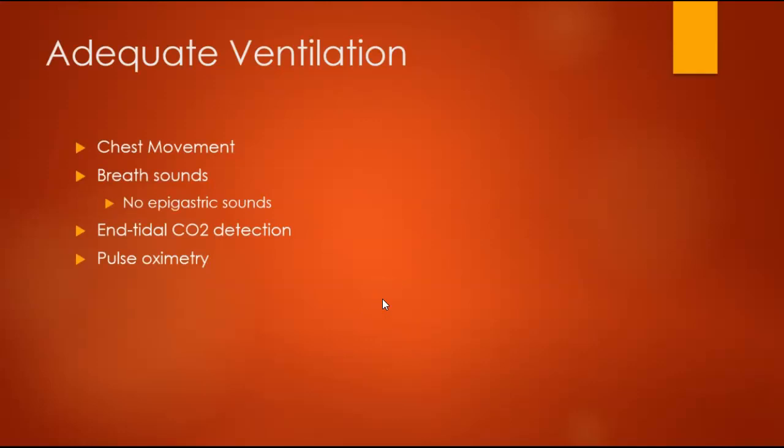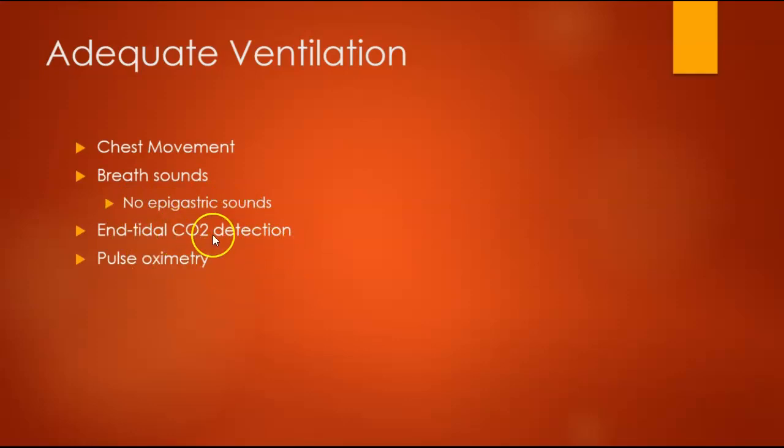So after we place a patient on any of these devices, we want to ensure adequate ventilation. So we're going to be looking for chest movement. So I want to see good chest rise. I want to be listening for equal bilateral lung sounds, so breath sounds in the lungs. I should not hear any noises over that epigastric area, okay?